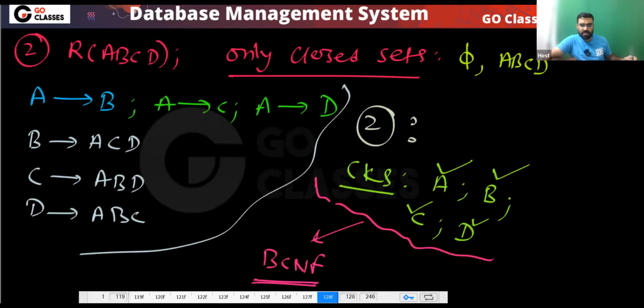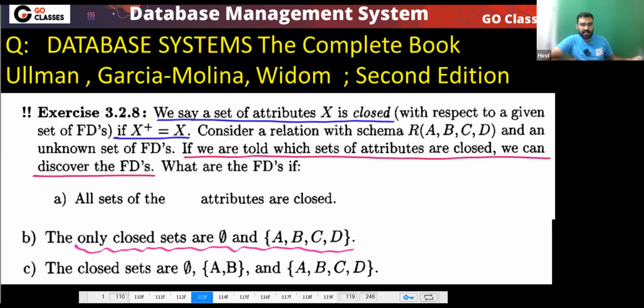Now, can we try the third question? In this third question, the closed sets are given. Are you feeling this line? Look at this line: if we are told which sets of attributes are closed, we can discover the FDs. Isn't it very interesting? If I tell you which sets of attributes are closed, you can discover the FDs. Of course, you need a lot of analysis. Yes or no?